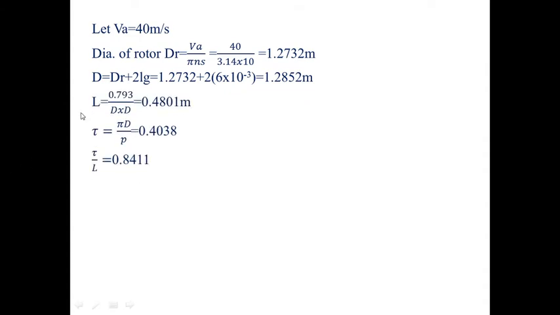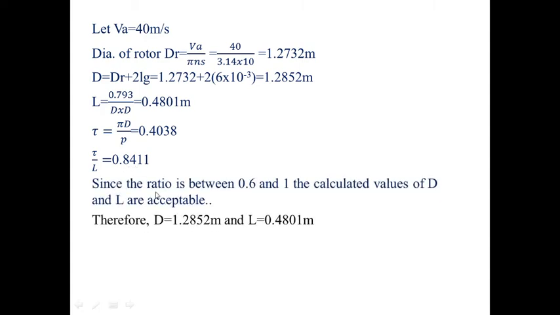Now core length L is equal to 0.793 divided by D square. So you will be getting 0.4801 meter. And tau value as pi D by P, so you will be getting 0.4038. So the ratio of tau by L is 0.8411. So this ratio is within the value of 0.6 and 1.